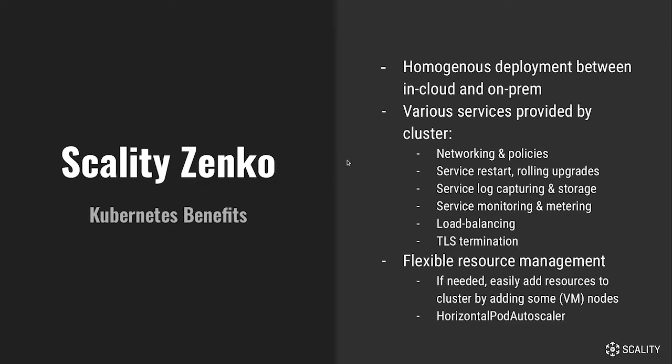There are a lot of services or functionality provided by Kubernetes which we would otherwise need to build ourselves. There are networking abstractions and policies you can apply to the network. Things like service restarts seem fairly simple, but even implementing rolling upgrades across hundreds of nodes is non-trivial to do yourself. Things like log capturing, service monitoring, load balancing, and TLS termination are not core to our business or our product, but are still required. So you can let Kubernetes, or services running as part of Kubernetes, take care of this.